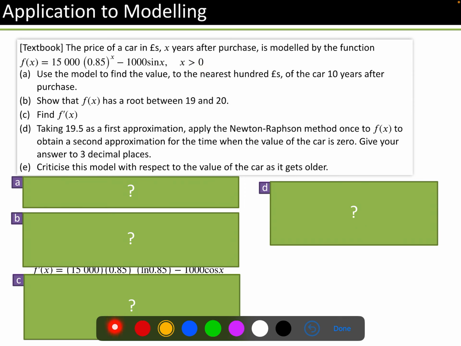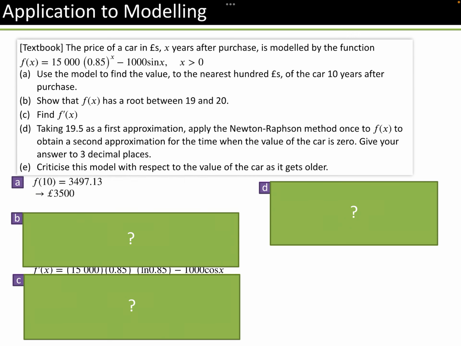So use the model to find the value to the nearest £100 10 years afterwards. Well, this is why it's helpful to go through and just think about these numbers. So we definitely know that this is x equals 10. I don't think we actually have to do any iterative formulas or anything here, do we? Looks to me like we just need to plug that number in. So if we plug that number in, there we go, 3,500.